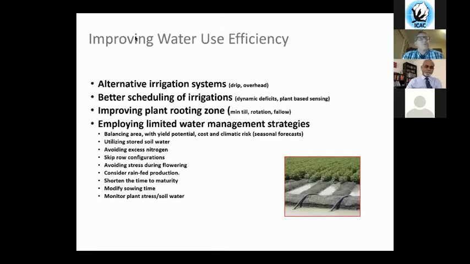So what can you do to improve water use efficiencies? And these are the approaches that we've been taking in Australia. And the emphasis here is that no one approach is going to be the single best approach in terms of improving water use efficiency. We're looking at obviously different alternative irrigation systems. We have heavy emphasis on scheduling irrigations using plant-based sensing. As Dr. Reddy referred to, we're trying to improve root function and expansion of the rooting zone using minimum till rotations and fallows, and then a number of limited water management strategies, utilizing the stored soil water more, avoiding excess nitrogen, using skip row configurations, moving the sowing window, and shortening maturity times, amongst other things.